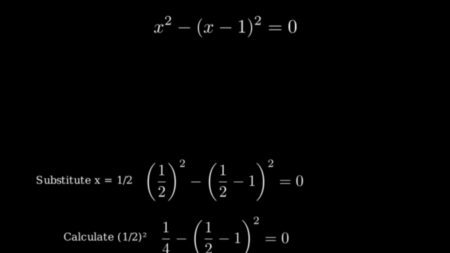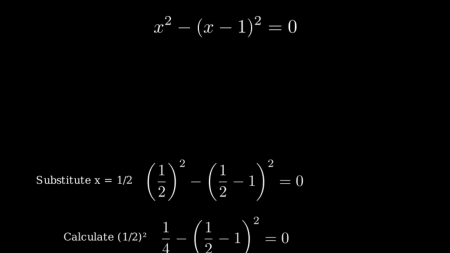Now we need to calculate the second term. Inside the parentheses, we have 1/2 minus 1. That gives us negative 1/2, so we need to square negative 1/2. When we square negative 1/2, we get 1/4. Remember that when we square a negative number, the result is always positive. So negative 1/2 squared equals positive 1/4. Now we can finish our calculation. We have 1/4 minus 1/4, which equals 0.